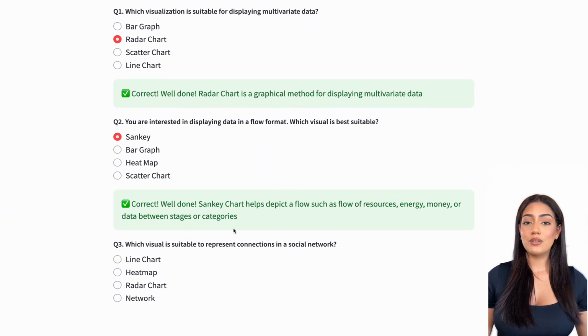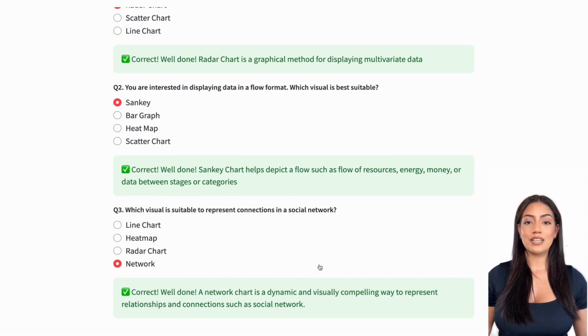Now let me move to the last question. Which visual is suitable to represent connections in a social network? Let me give you a few seconds to think and a hint. The hint here is network. You should get this. Okay, let me reveal the answer. Correct answer is network chart. It is a dynamic and visually compelling way to represent relationships and connections such as a social network.